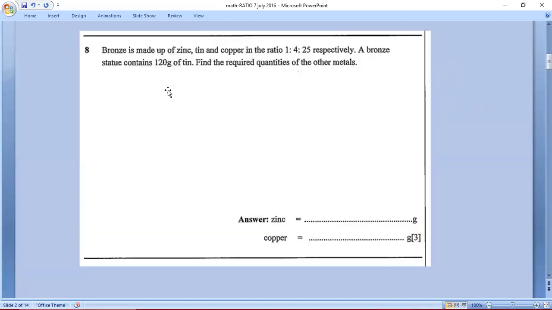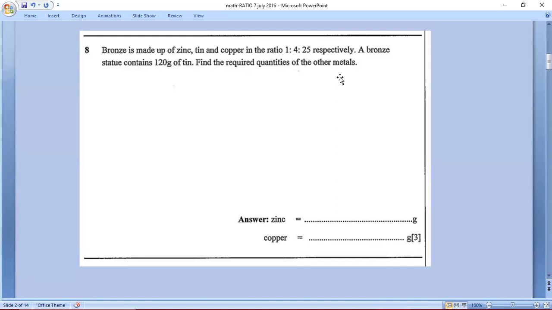It was question number 8 in this paper, and it says bronze is made up of zinc, tin, and copper in the ratio 1:4:25, respectively. A bronze statue contains 120 grams of tin. Find the required quantities of the other metals.